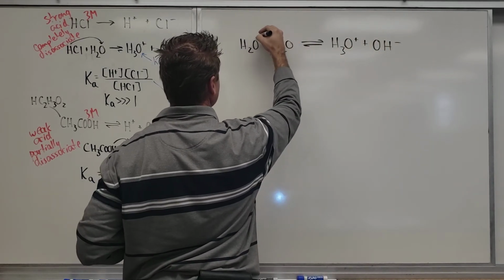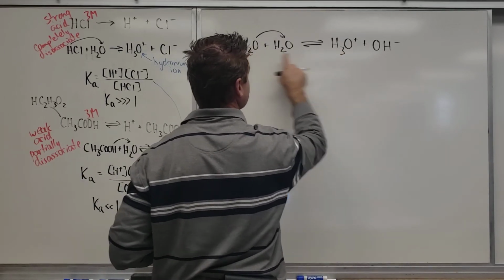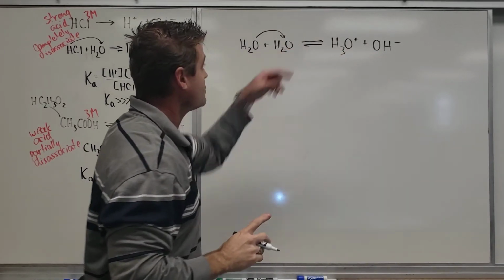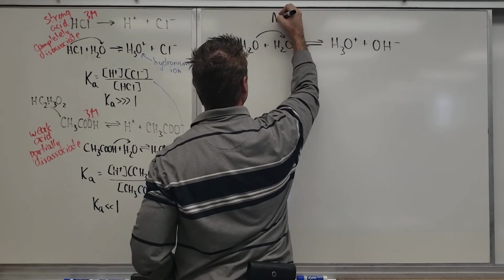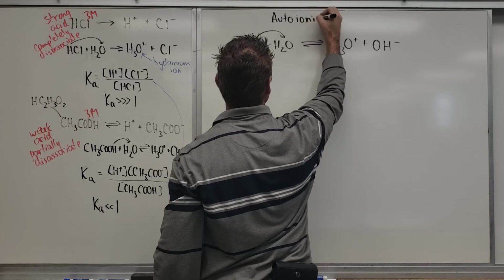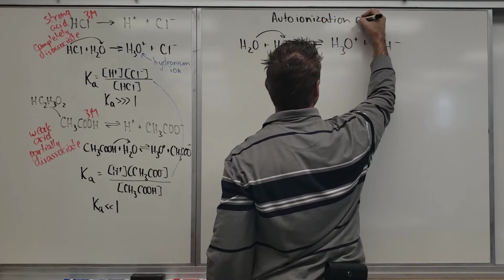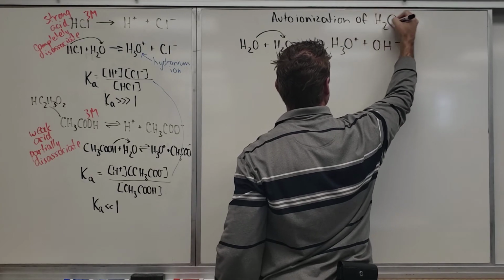A water molecule can donate a hydrogen ion to another, creating H3O plus, and what's left is an OH minus. It's a reversible reaction. This is called autoionization. You guys remember auto means it does it on its own. It's called ionization because you're forming ions of water. This is the autoionization of water.